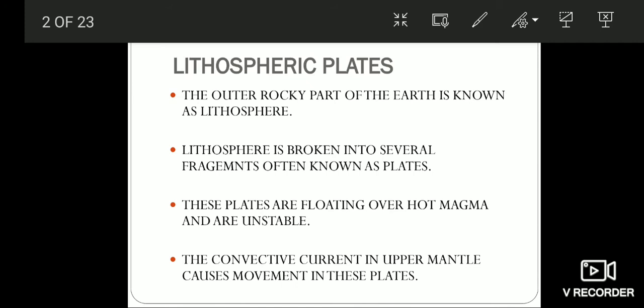The reason for their instability is the convective currents which are flowing in the upper mantle, causing the movement of these plates. So the lithospheric plates are highly unstable and they often collide with each other.